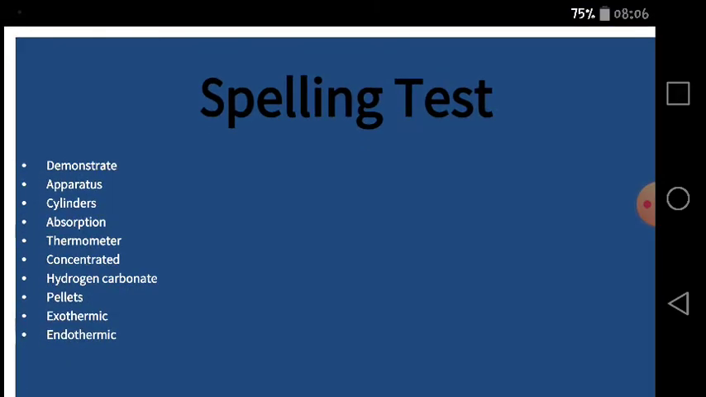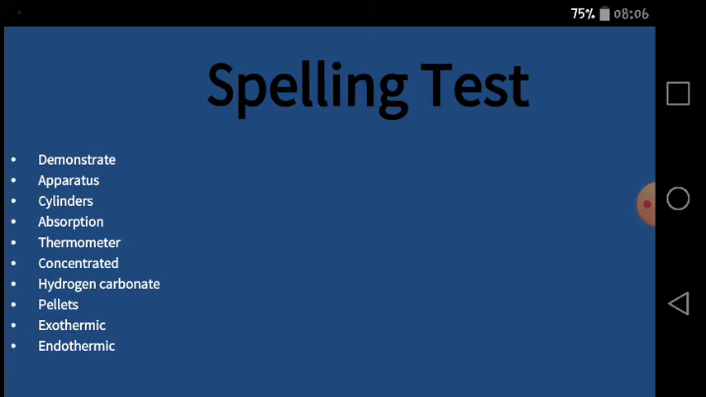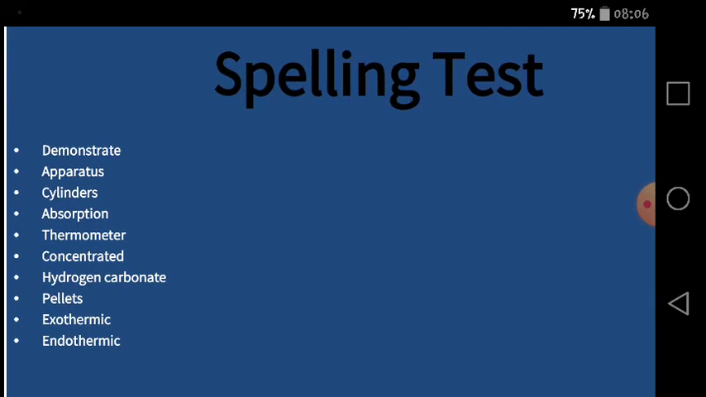Dear students, here are a few words for you as a spelling test. You have to memorize the spelling of these words and then write them in your notebooks and then send them to your respective groups. The words are as follows: demonstrate, apparatus, cylinders, absorption, thermometer, concentrated, hydrogen carbonate, pellets, exothermic, and endothermic. You have to memorize these words and then send them to your respective groups for evaluation.